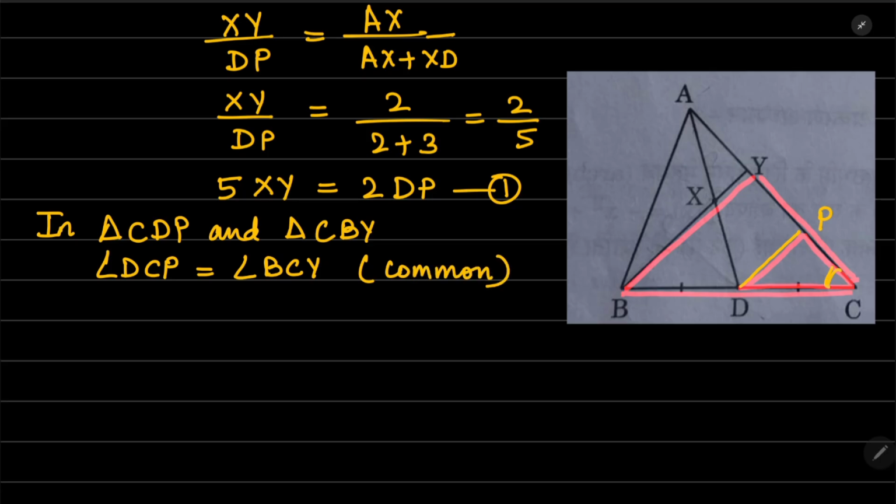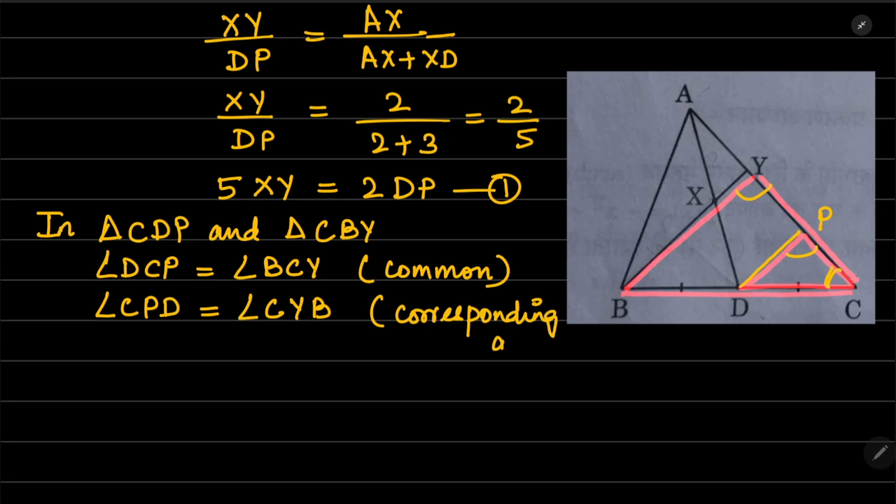And there's one corresponding angle. Angle CPD is equal to angle CYB, and the reason is corresponding angles. Okay, these are corresponding angles.